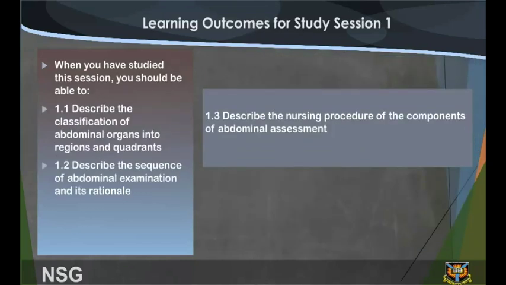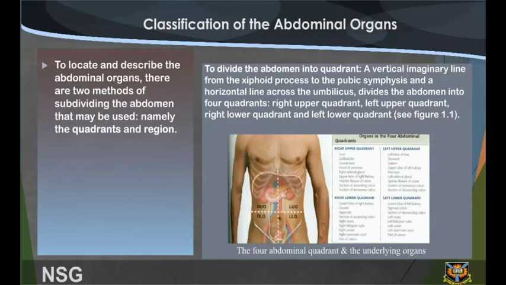Learning outcomes for study session 1. When you have studied this session, you should be able to describe the classification of abdominal organs into regions and quadrants. Describe the sequence of abdominal examination and its rationale. Describe the nursing procedure of the components of abdominal assessment.